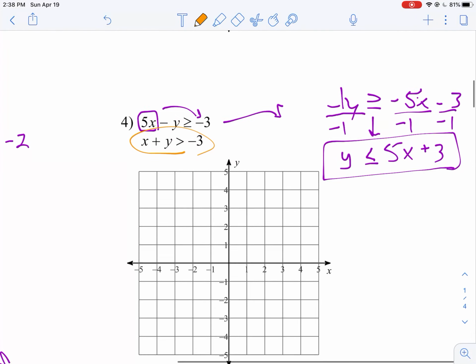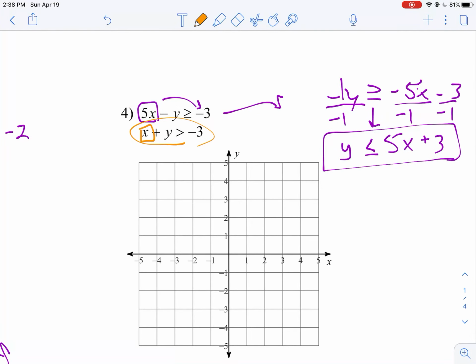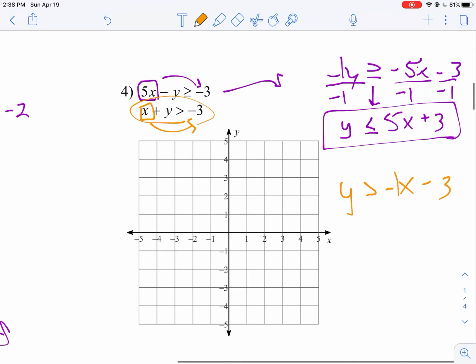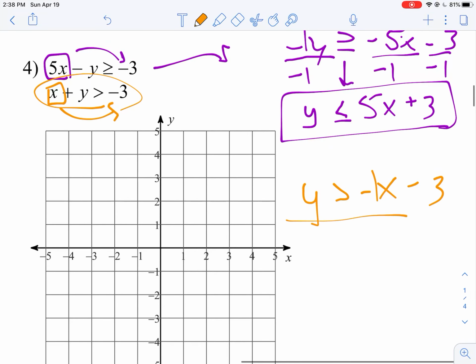I switch my color combos here. So I'm going to subtract x from both sides to start. So I'm left with a y on the left. Oh, I think I'm done here. And then that symbol doesn't change. I didn't divide anything. That's negative x, negative 3, and I think I'm done there. Right? It's negative 1x, 3.